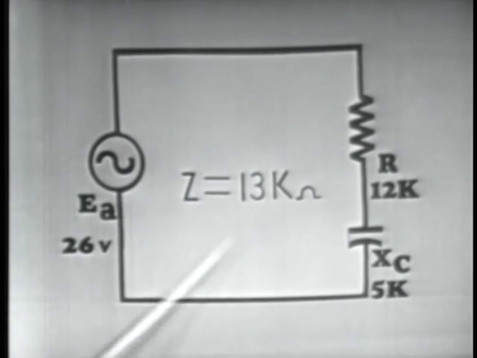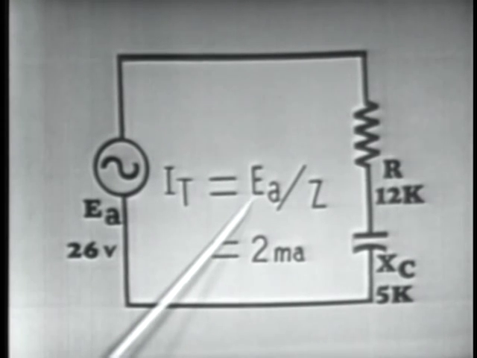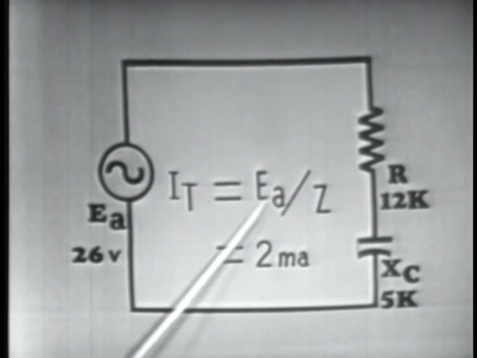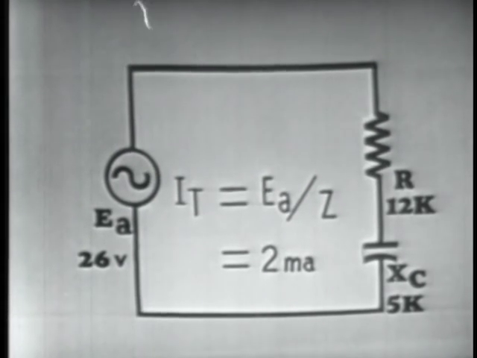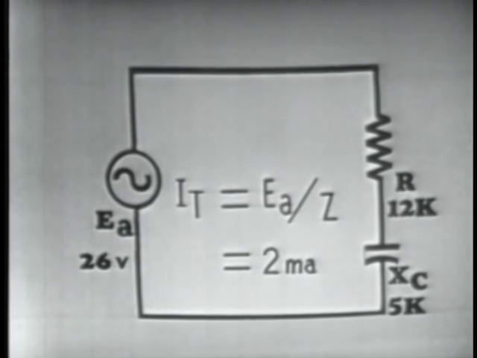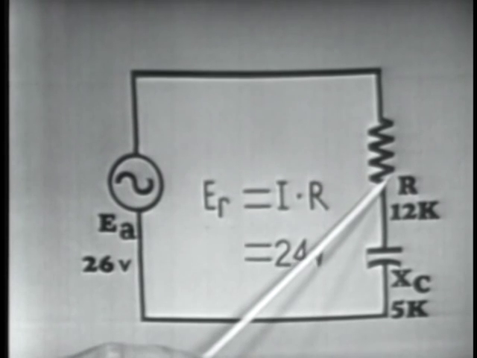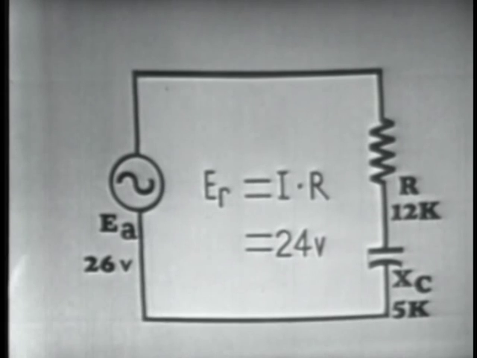We can determine the current flow in our circuit simply by taking this impedance and dividing it into the voltage. 13 k ohms divided into 26 volts would give us a current of 2 milliamperes flowing in our circuit. This 2 milliamperes flowing in our circuit through a resistance of 12 k ohms would drop 24 volts across this resistor.